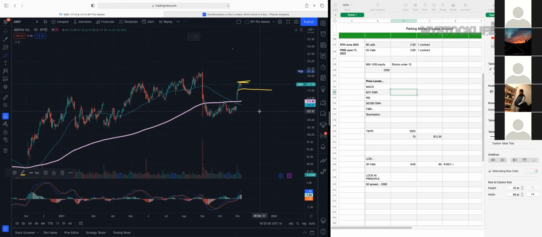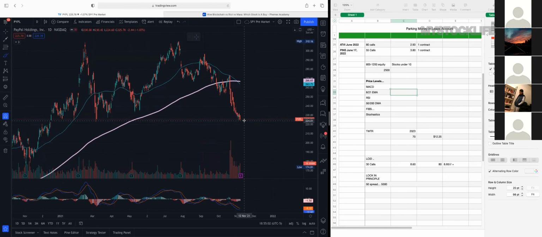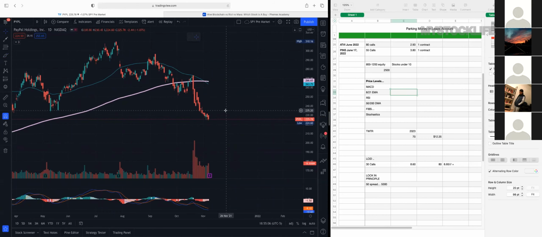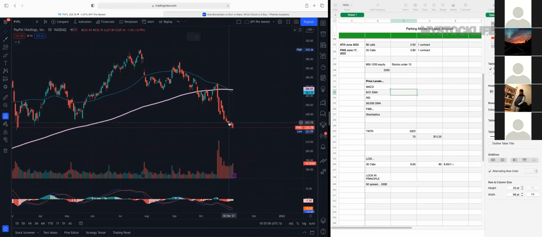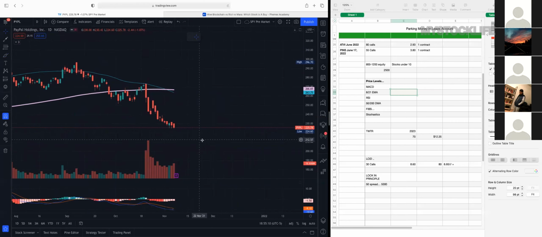And PayPal, the stock that we bought. PayPal was called out already a few days back, right? I got into 235s right here. I was looking at the pattern breakout. We were looking for a trade.